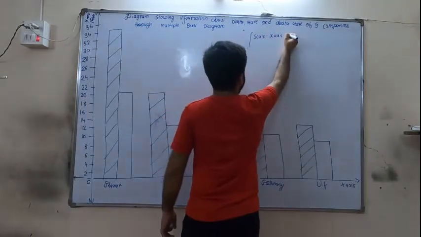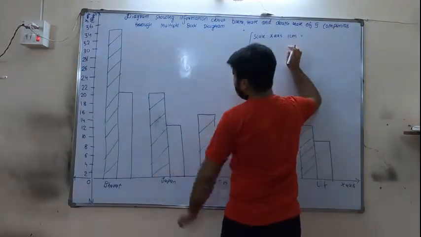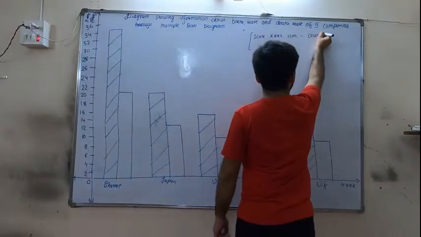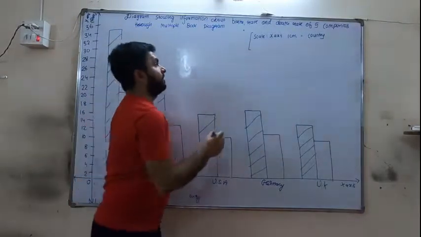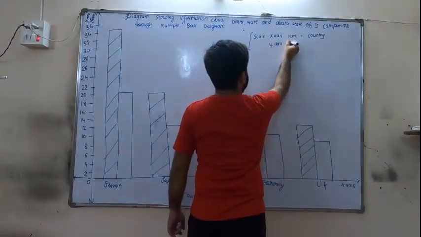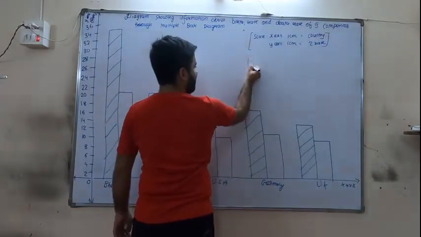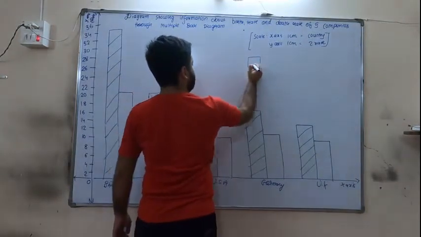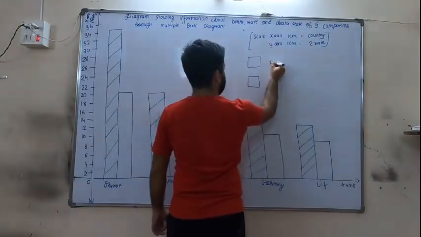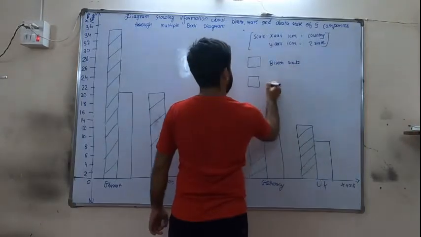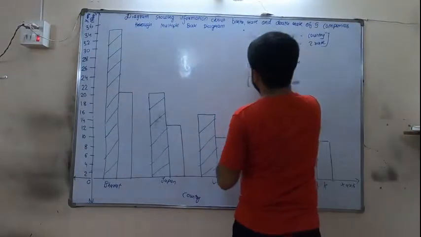on x-axis 1 centimeter. See friends, here the difference is 1 centimeter. Always look at the difference. These are 2 centimeters. 1 centimeter is equal to country. Y-axis 1 centimeter is equal to 2 rate. Then after leaving one box, highlight a box, whole box. Then again keep one box and again highlight another box. This is showing birth rate, this is showing death rate. But highlight this also as you have highlighted the first boxes.